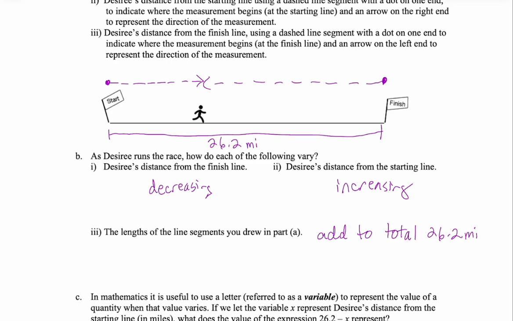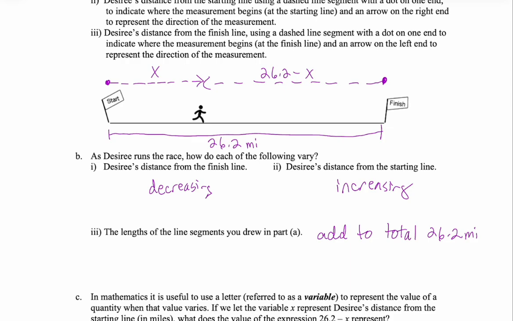So, and then I had used a variable earlier. That's what they're getting at for part C. It says in mathematics, it is useful to use a letter or variable to represent the value of the quantity when that value varies. If we let the variable x represent Desiree's distance from the starting line in miles, then the value of the expression 26.2 minus x, what does that represent? That would be here.